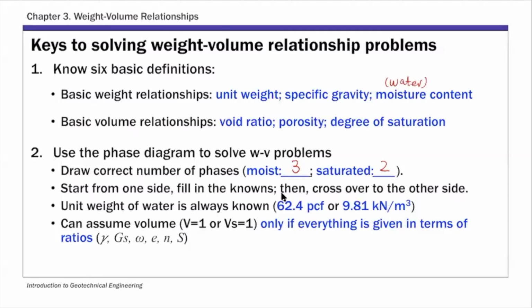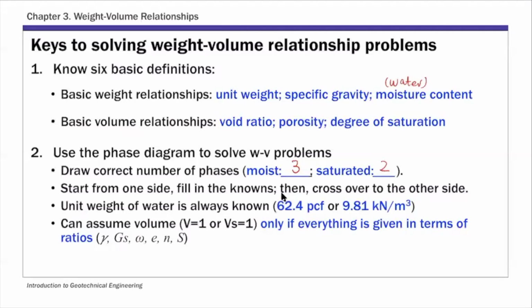And there are some problems where everything is given in terms of ratios, so weight ratios, volume ratios. For these problems, you can actually assume the total volume is 1 or the volume of solids is 1. Again, this is something we'll practice through examples. We have about 10 minutes, so I want to go over one quick example to show you how we use phase diagram to solve weight-volume relationship problems. So we're going to touch all these key points here.